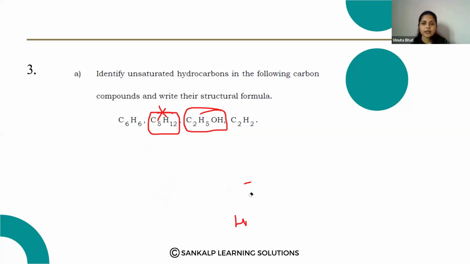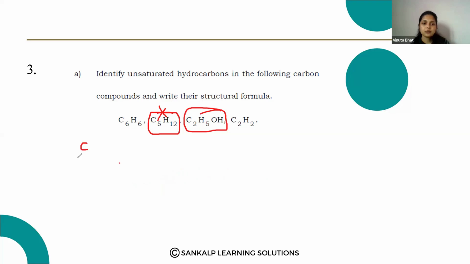Then let's check C2H2. C2 and hydrogen, here 1 hydrogen and here also I will add 1 hydrogen. So this is an unsaturated hydrocarbon. C2H2 is the unsaturated hydrocarbon. Here you have to write the structural formula of the unsaturated hydrocarbons.